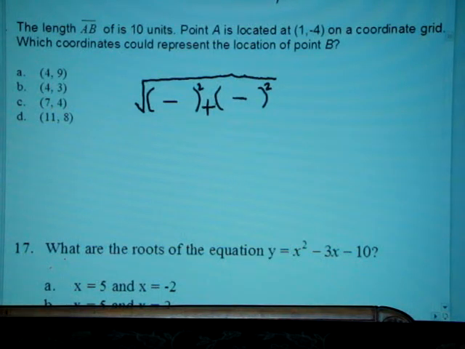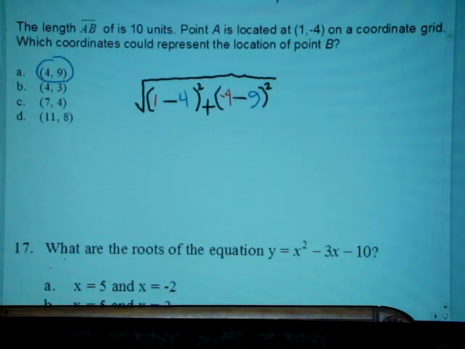What you need to do on this particular problem is, you know 1 point. 1 point is the x is 1 and the y is -4. Let me do this in a different color. The x is 1 and the y is -4. Now we're going to try these points. Let's try this one first: (4, 9). As long as you put the x's with the x's and the y's with the y's, you will calculate the distance correctly.